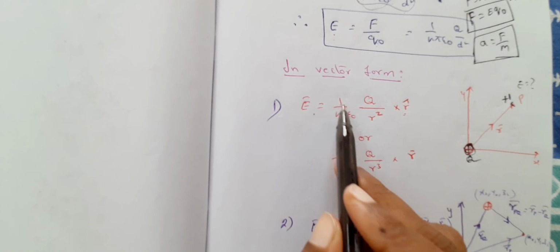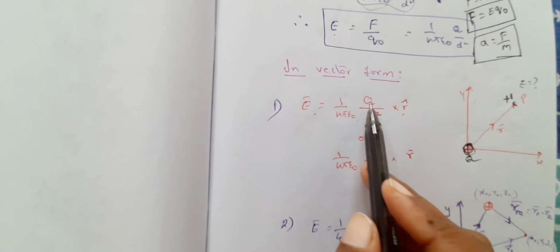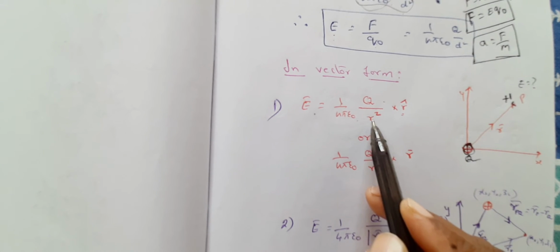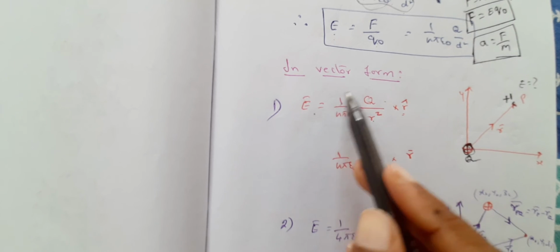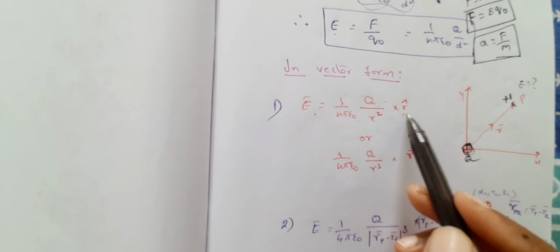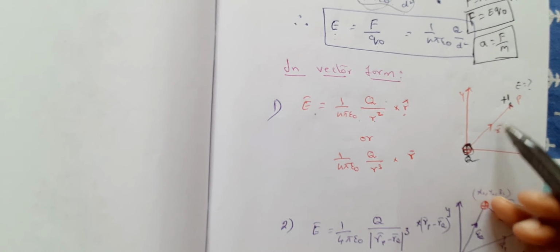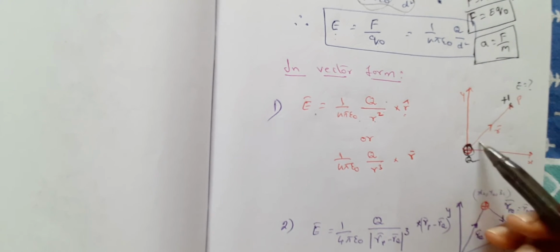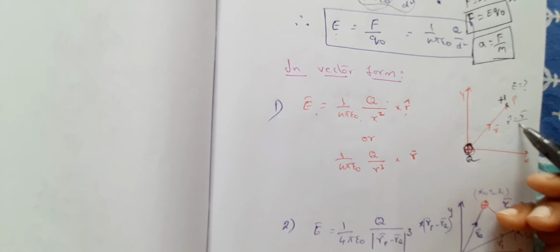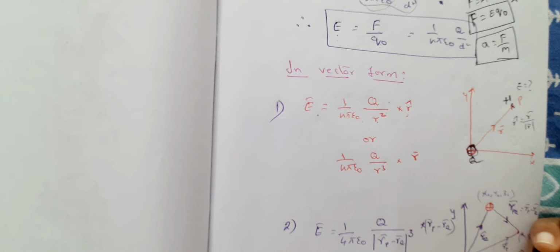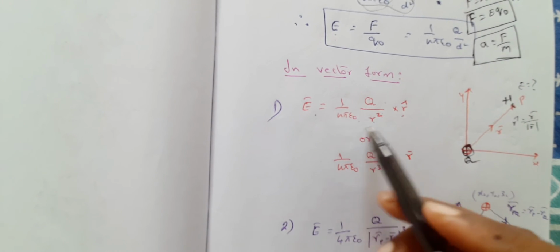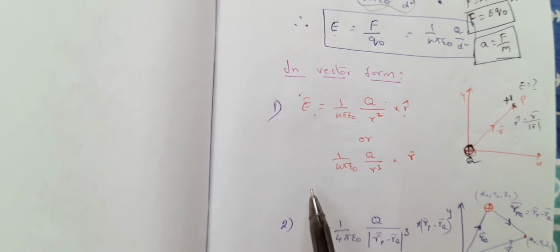So E is equal to 1 by 4 pi epsilon naught Q into 1 by R square. So this is the magnitude part, into r cap, multiplying by the unit vector in this direction. What is the unit vector in this direction? r cap is equal to r bar by modulus of r bar. So when you multiply this unit vector to this magnitude, you will get the vector form of E.